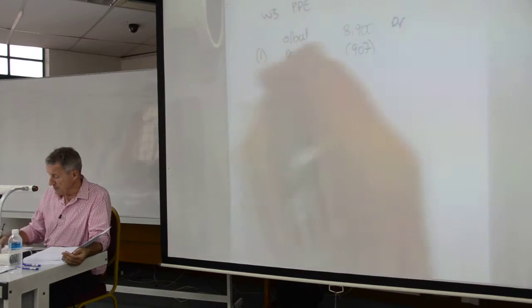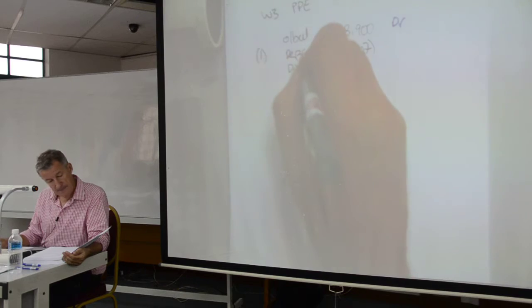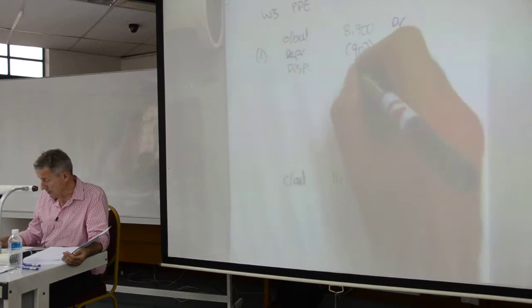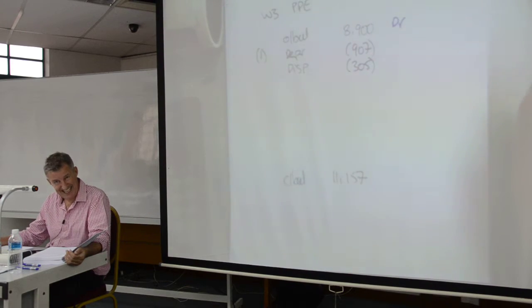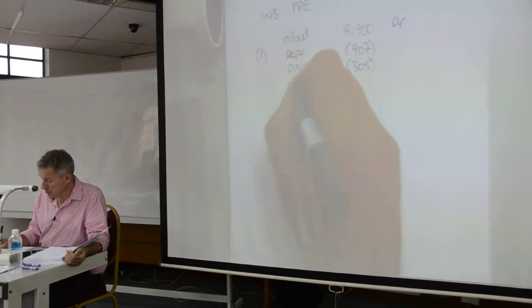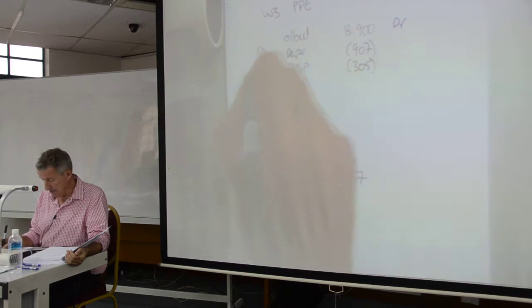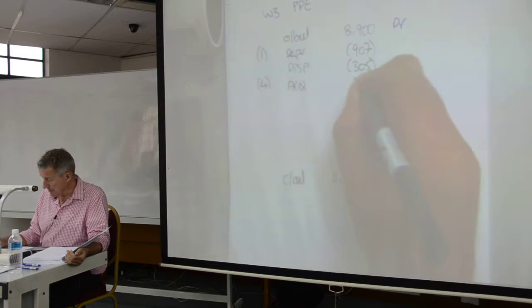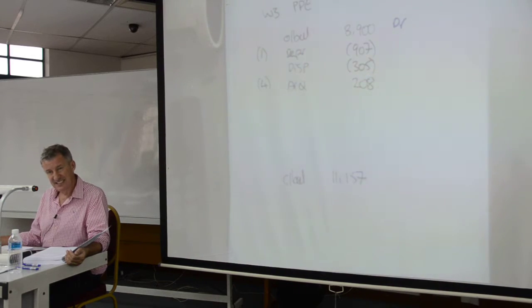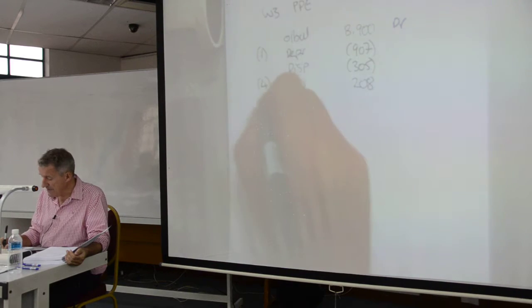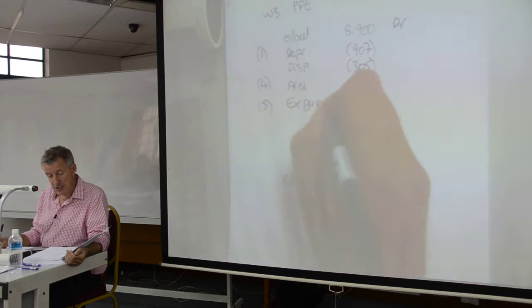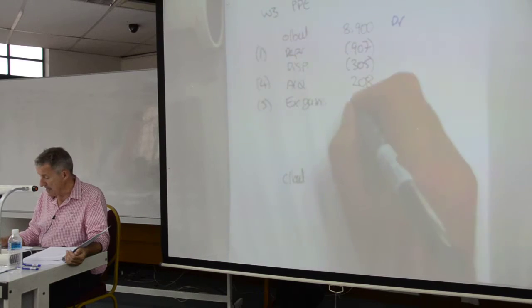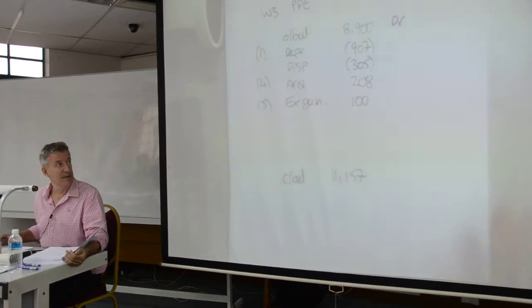Also at note number 1, there is a reference to a disposal. And the disposal has a carrying value of 305. Anything else to do with PPE? Yes, the acquisition of the sub at note number 4, and that brings in additional PPE of 208. Anything else? Yes, note number 5, the exchange difference, the exchange gain. And the exchange gain on the retranslation of the PPE is 100, and the exchange gain will make it bigger.